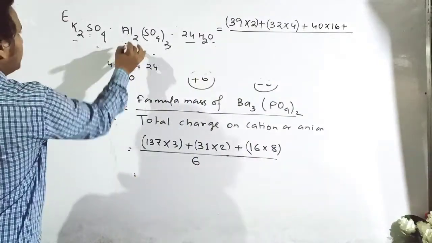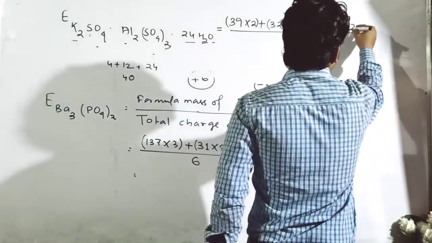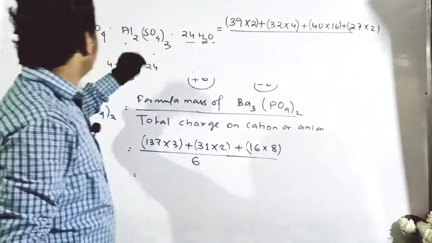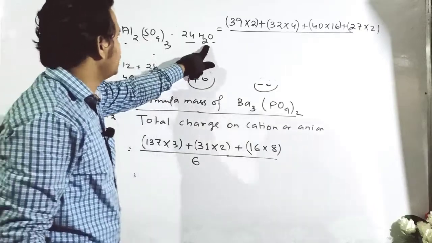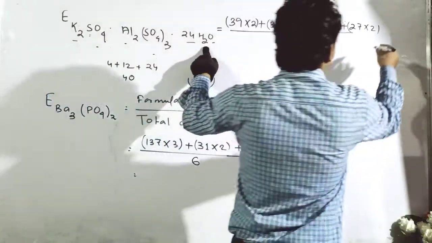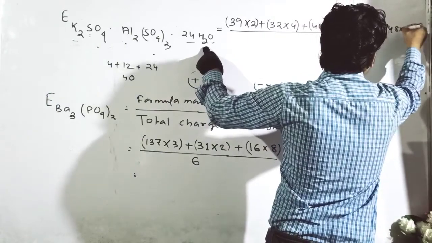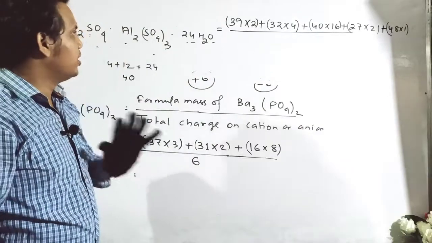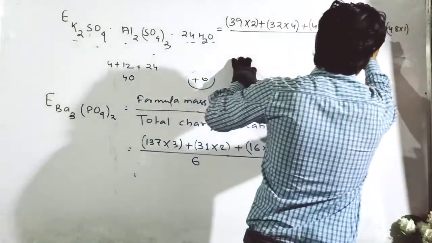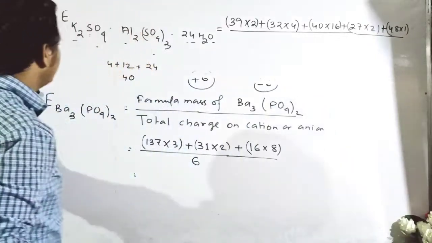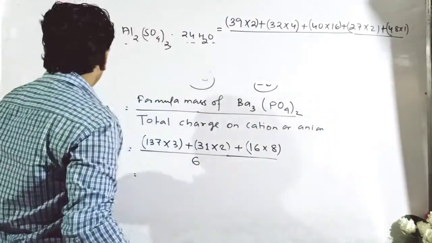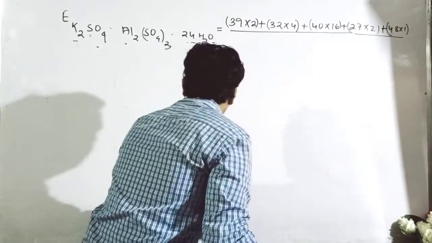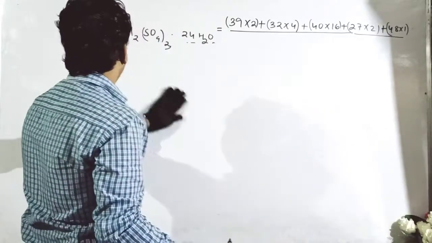Next, aluminium. Aluminium 27. 27 into 2. Sulfur, oxygen, then hydrogen. 1. How many times? 48. So 48 into 1. Now, what is the total charge on cations or anions? What will be the total charge on cations or anions? Okay, let us find it.